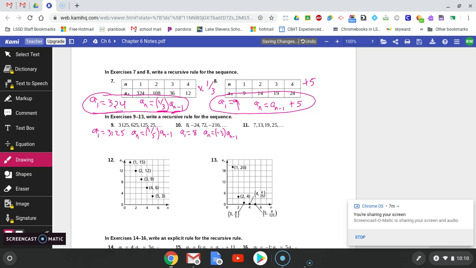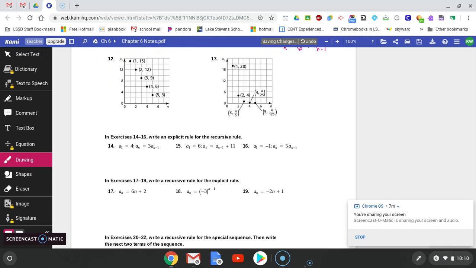Number 11, try this one. A sub 1 is equal to 7, and a sub n is equal to, well, in this one, I am adding 6 each time. So let's take whatever the previous term was and add 6 to it. You can write it in the other order if you want, as 6 plus a sub n minus 1. That's the same thing. It doesn't make any difference.